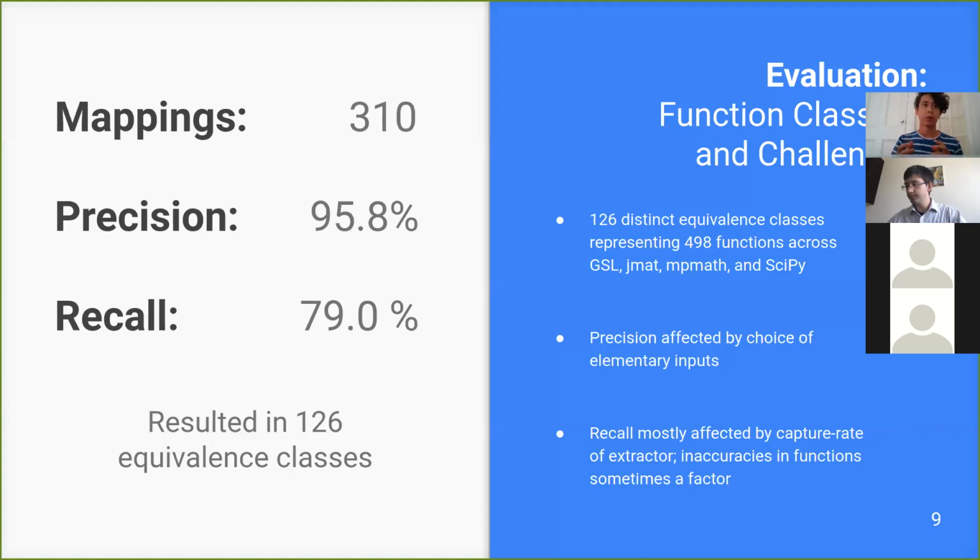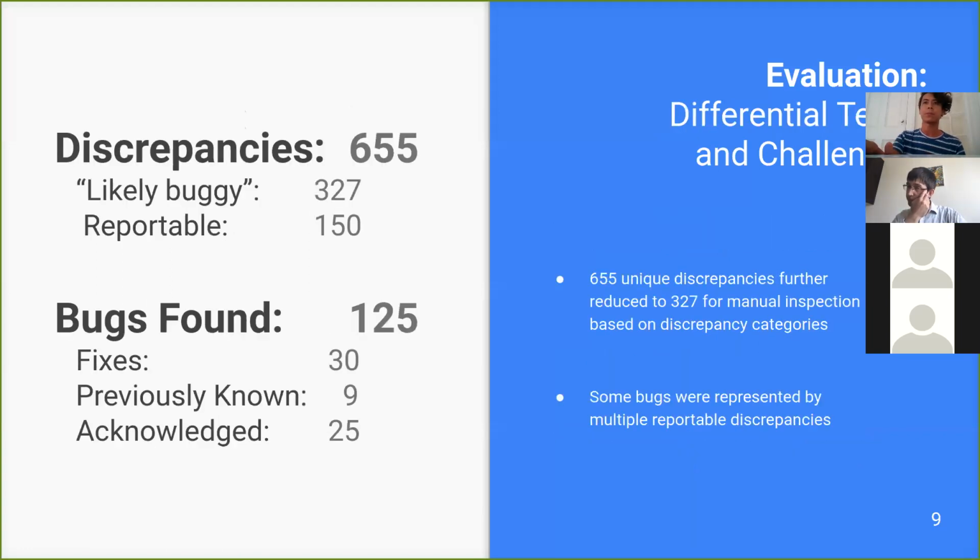We calculated the precision and recall manually, and the precision was affected by the choice of elementary inputs. So there were about 4% of the mappings that were discovered that would diverge for negative inputs, which were not used as elementary inputs. And the recall was mostly affected by the capture rate of the extractor component that came before the classifier, which is to say that a more complete set of drivers given to the classifier would generate a more complete collection of mappings.